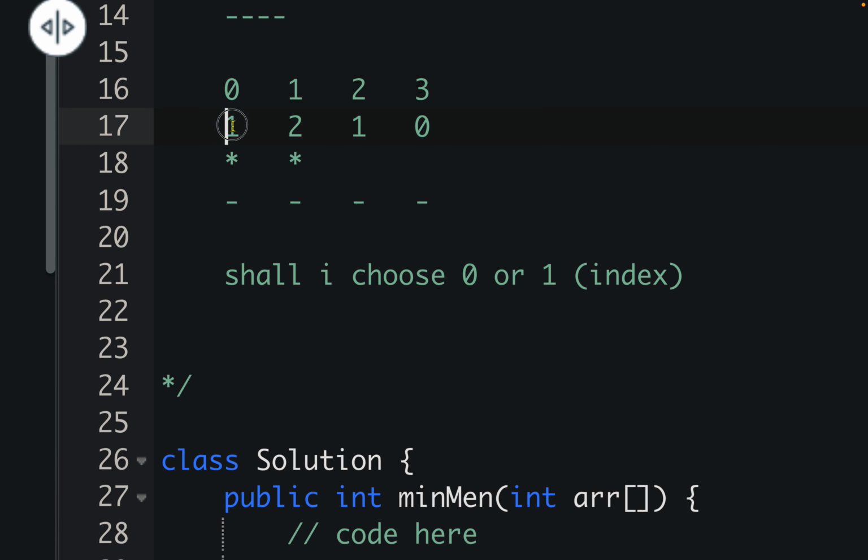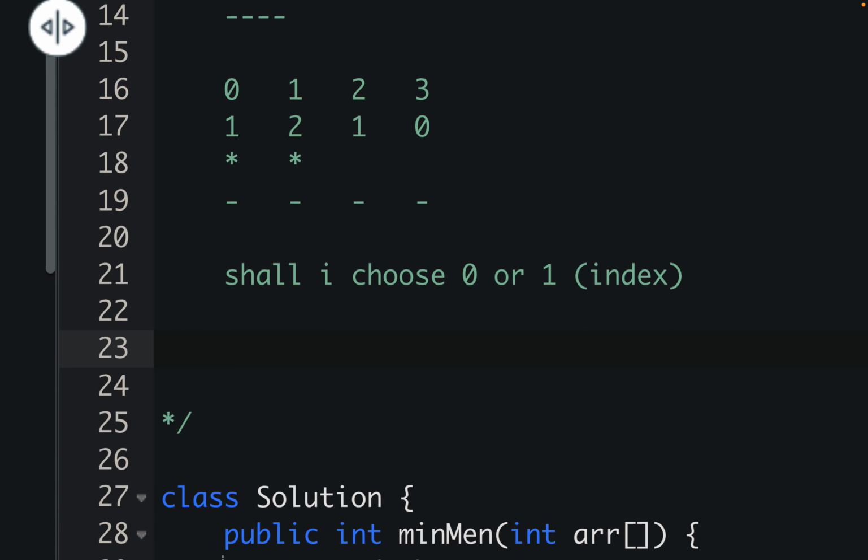I can either take 1 or either I can take 2. So 2 people are doing this. Do I want 2 people? Maybe, may not be, but obviously, sorry, I don't want 2 people. Obviously 2 people can do this. Why I don't want 2 people? Because I want minimum.